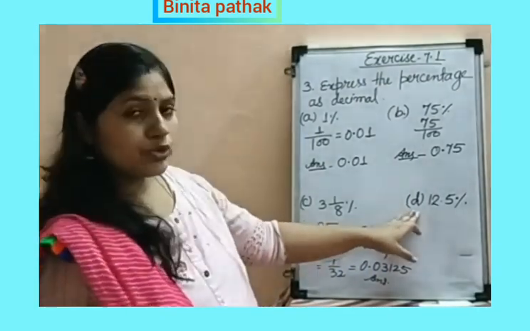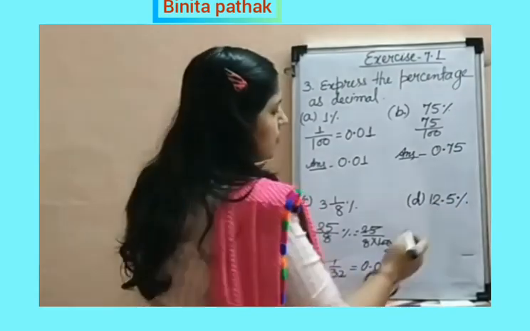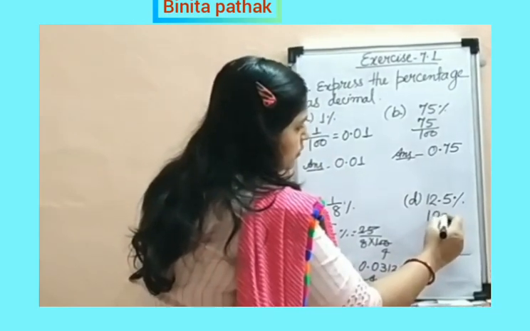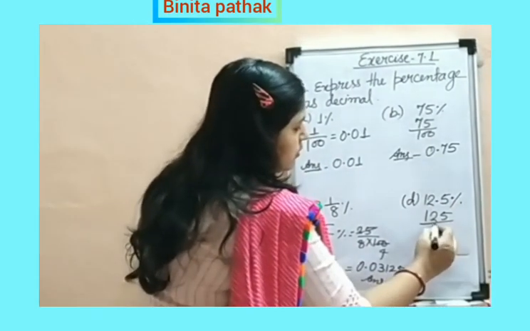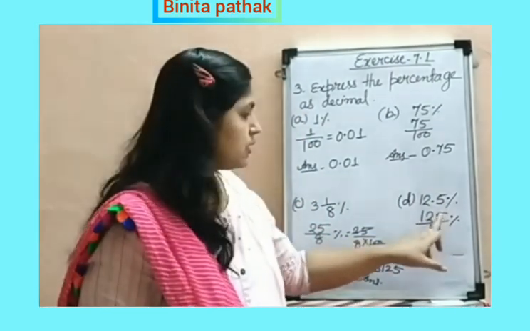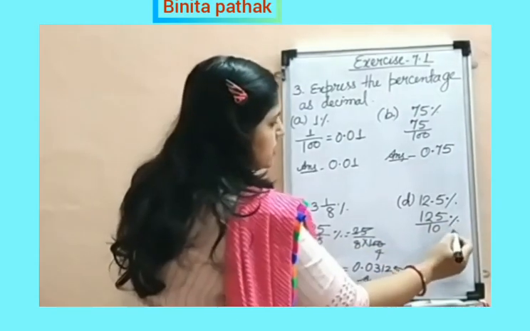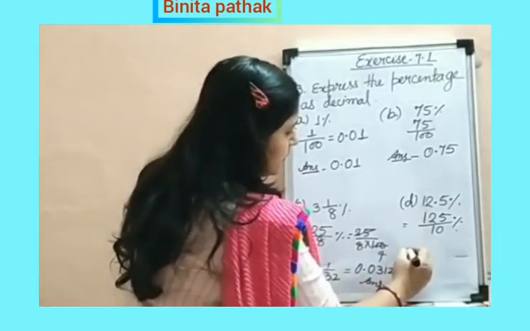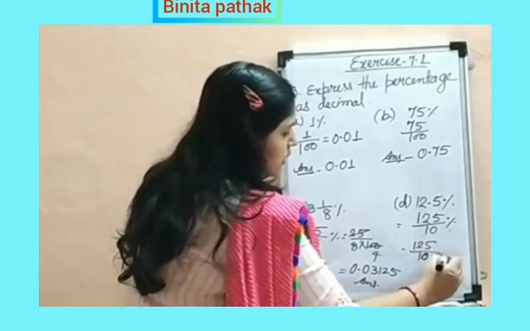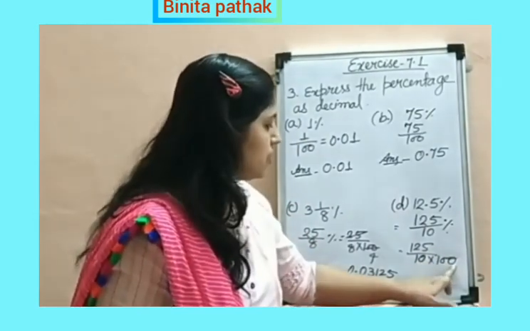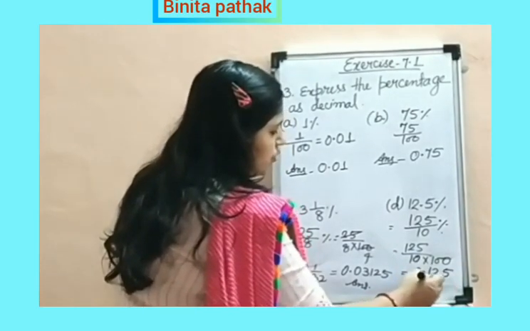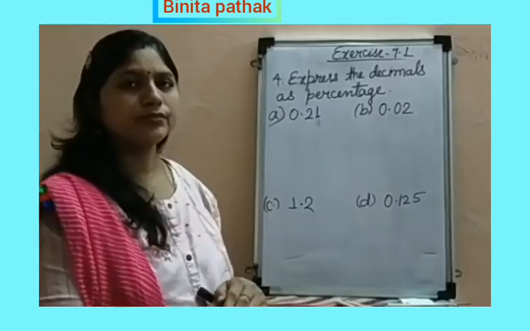Now the fourth question is 12.5. Already there is 1 digit after the decimal. So after removing the decimal, it is 125 upon 10, because after the decimal 1 digit is there, upon 10, and percentage. I am going to remove the sign of percent: 125 upon 10 into 100. Now 1, 2 and 3 zeros are here. So the answer is 0.125.